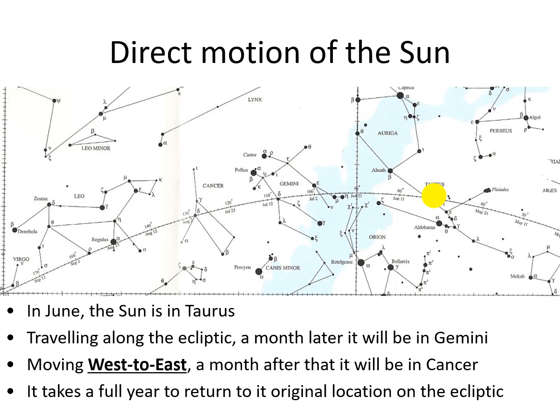Traveling along the path of the ecliptic, about a month later, the sun will be in Gemini. So west to east, Taurus to Gemini is west to east. Gemini is further east than Taurus. A further month after that, the sun will be in Cancer, traveling from Gemini to Cancer in the course of about a month. So June is in Taurus, more or less, July is in Gemini, August is in Cancer.